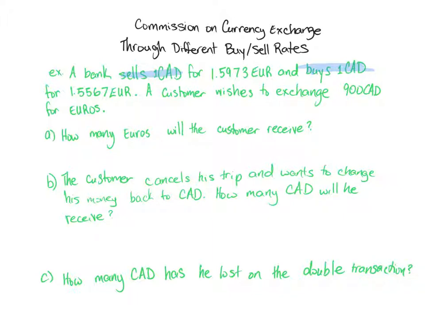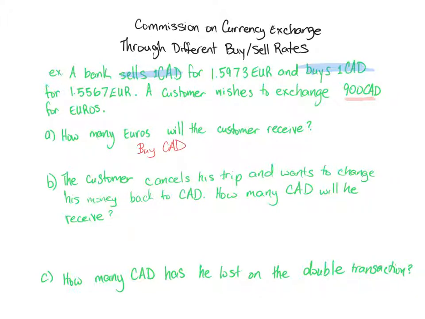Now that you know that the bank is buying and selling Canadian dollars, think of those Canadian dollars as an object that can be bought and sold. So the customer here has Canadian dollars and he wants to change his Canadian dollars for euros. So he goes to the bank. Everything in these questions is going to be from the perspective of the bank. So when the customer goes to the bank and says, hey, I have some Canadian dollars I no longer want, the bank is going to do him a favor and buy his Canadian dollars.